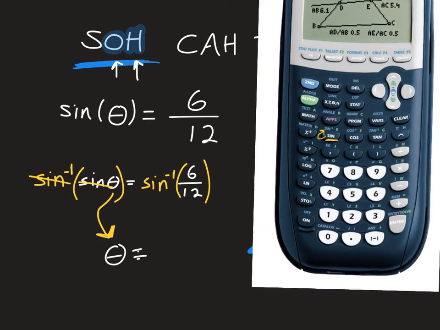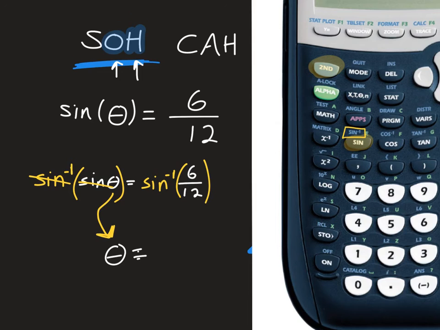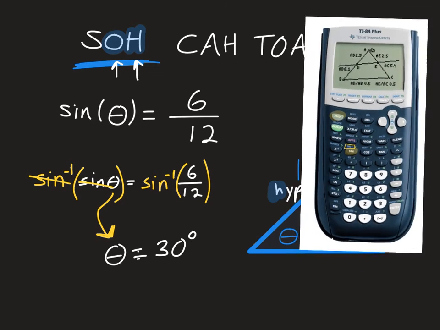So when I'm plugging that into my calculator, since I want to use the inverse sine, I'm going to press the second button and then the sine button. When I press second and sine, that will use the inverse sine. So I press second and sine to take the inverse sine, and then I plug in 6 divided by 12. When I take the inverse sine of 6 divided by 12, I get 30. And remember that that was theta, the unknown angle, so I'm going to call it 30 degrees.